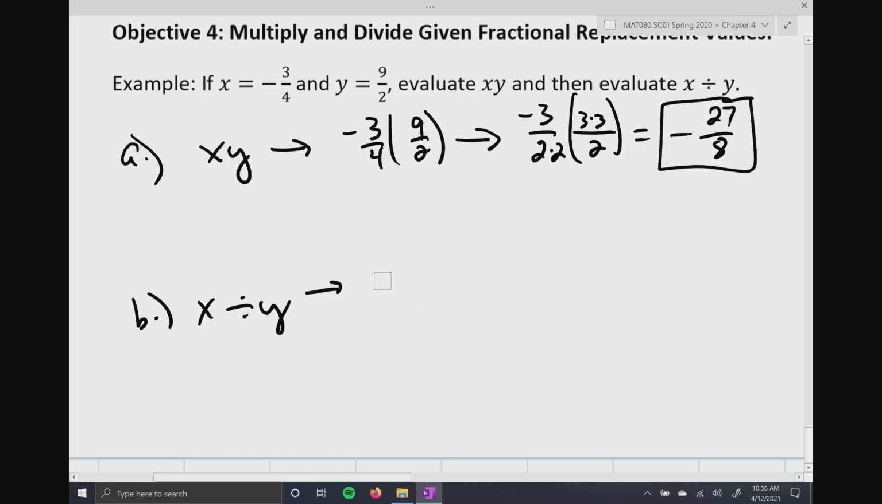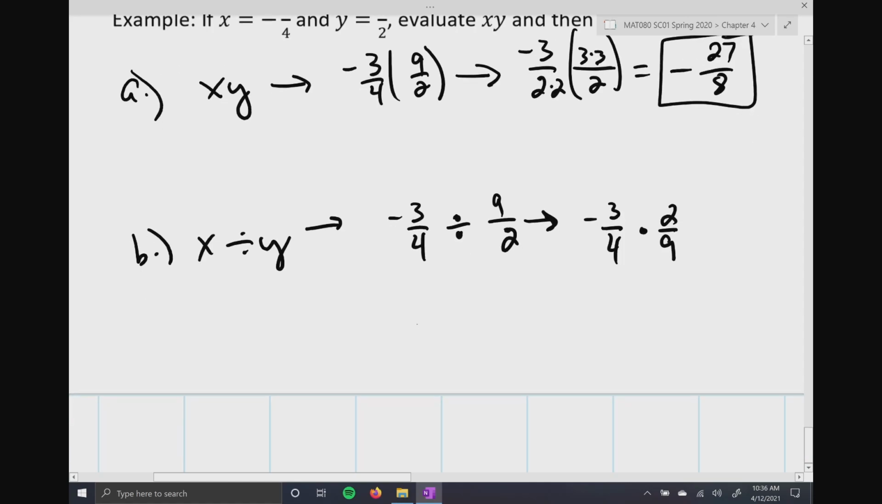Now, for the second example, we set it up almost the same way. Instead of multiplying, we're dividing. But from here, notice things change now. You rewrite the first fraction. You multiply by the reciprocal of the second fraction.